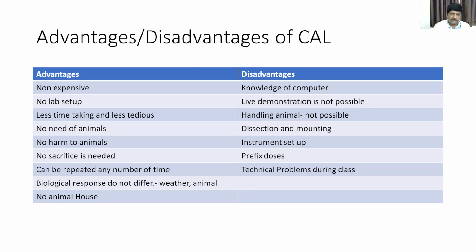Then biological response does not differ with whether an animal... Here, see what happens when you take an animal or tissue. Then the tissue of one animal may behave differently than the tissue of another animal. So when you do it in the laboratory setup with real animal tissue, that variation you can see. But here you cannot see.